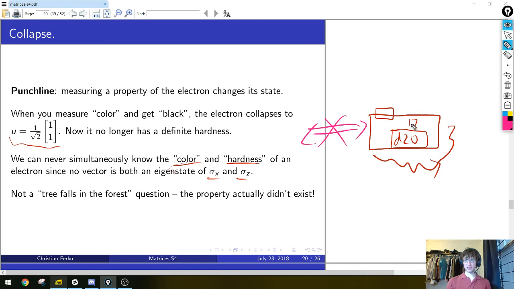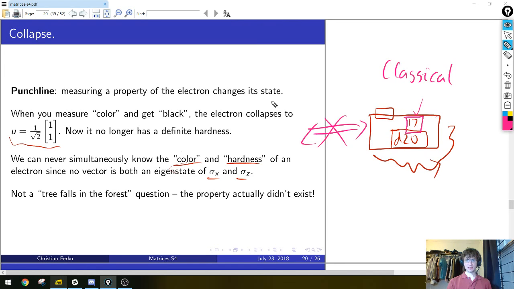The d20 in the box had a definite state. It was in the state 17, and I just didn't know what that state was. And opening the box and seeing that it was in the state 17 was only informing me of something which existed prior to my looking in the box. That's the classical case. The system had a state. There was a definite answer, and I didn't know what it was.